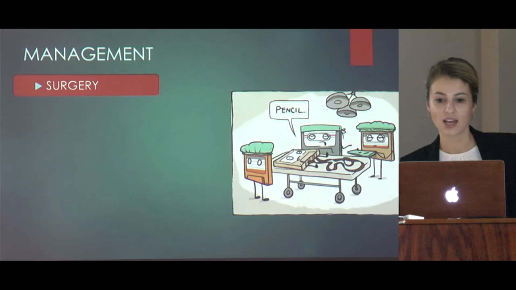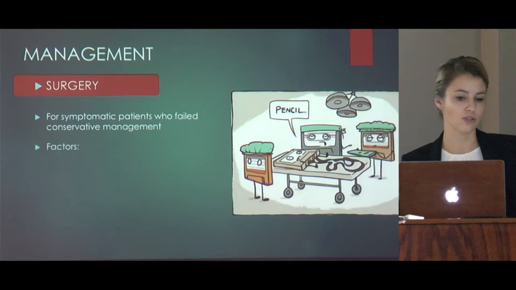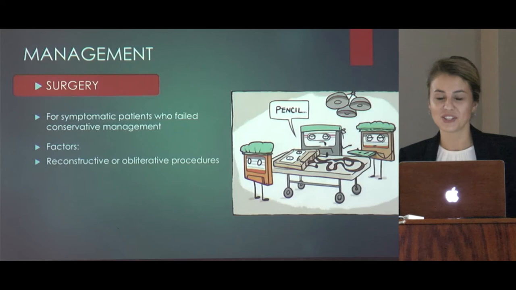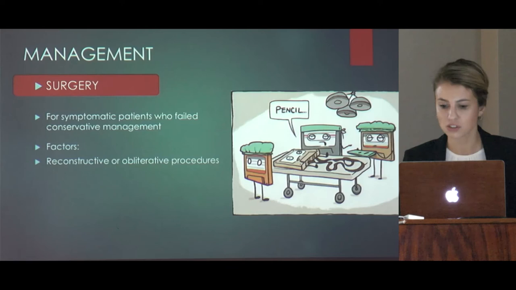It's for symptomatic patients who failed or declined conservative management, obviously. And the factors to be considered are: are you going to do reconstructive or obliterative procedures? Obliterative procedures are reserved for women who cannot tolerate extensive surgery and are not planning future vaginal intercourse, whereas reconstructive surgery corrects the prolapse surgically.